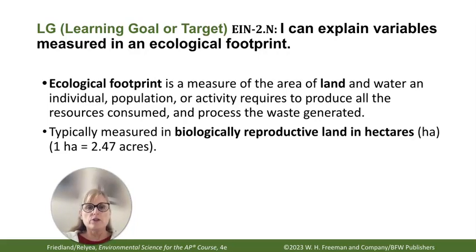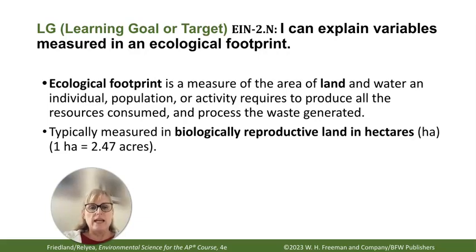So let's talk about an ecological footprint. Now, notice that the word here, land, is bold. It's a measure of the land and water an individual person uses, or a population uses, or an activity uses to produce all the resources consumed and the process that waste is generated. And we measure this in land. A lot of times kids, if they're going to describe an ecological footprint, say, well, it's the impact of a person on the environment. That is not correct. It is not precise. An ecological footprint is the amount of land and water needed.